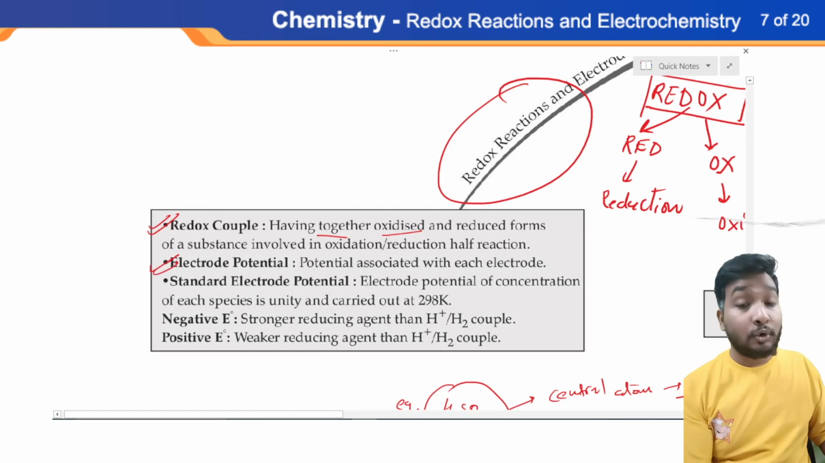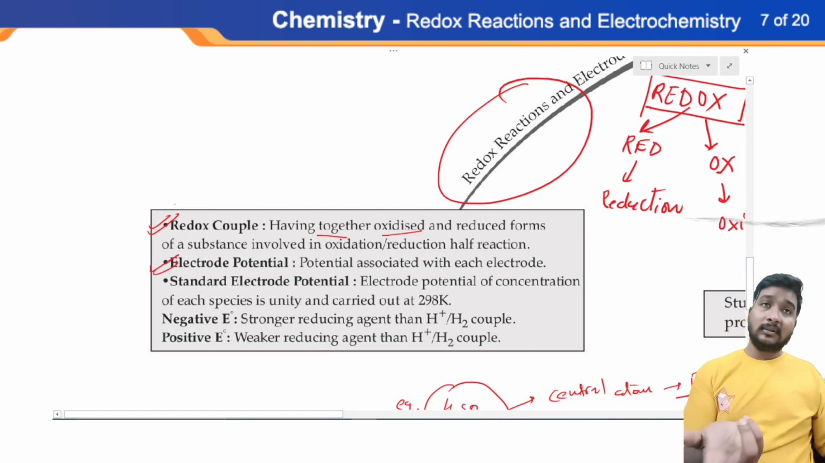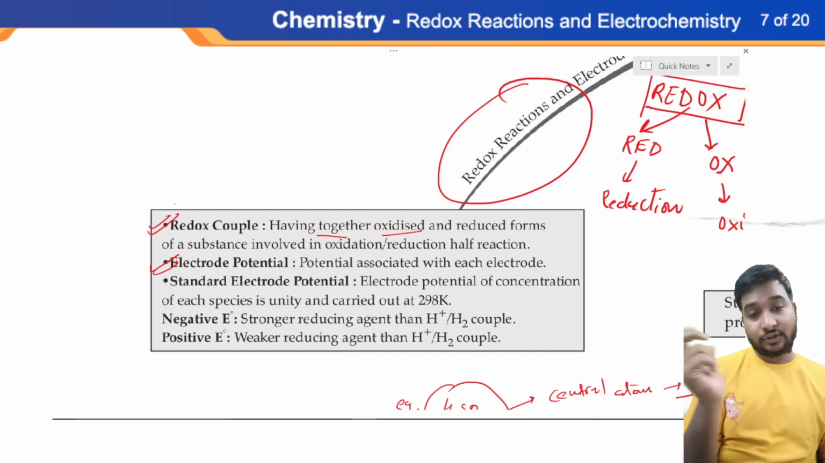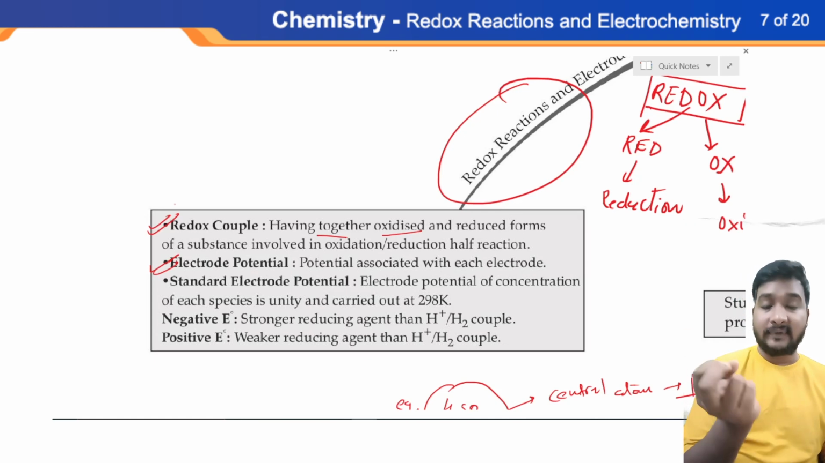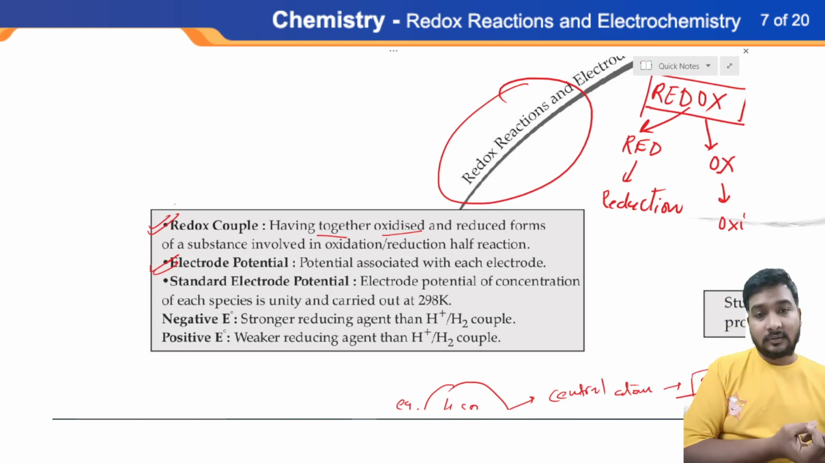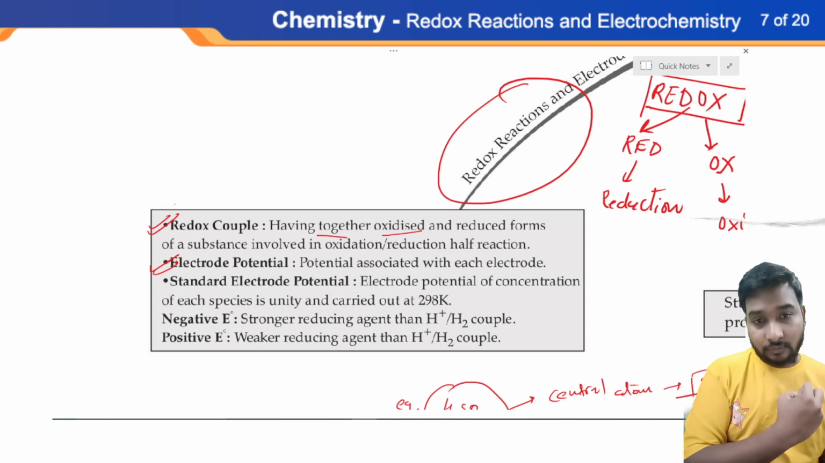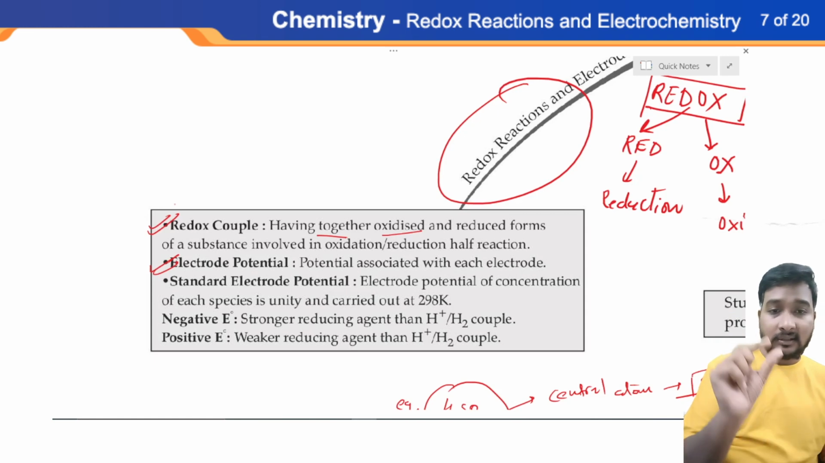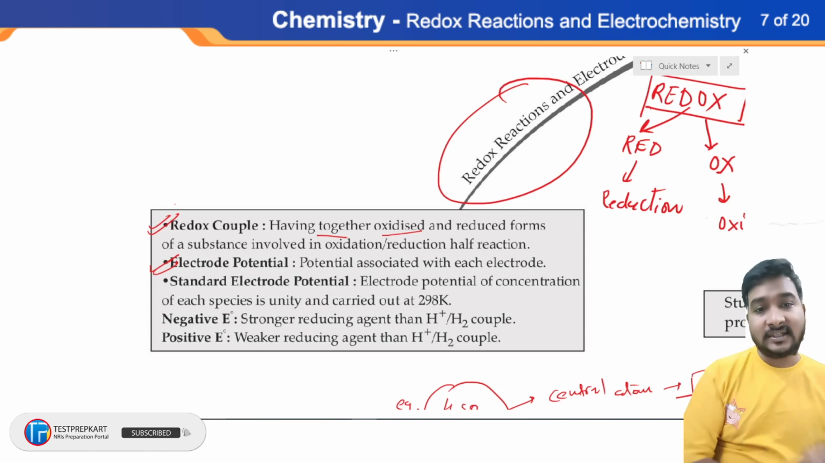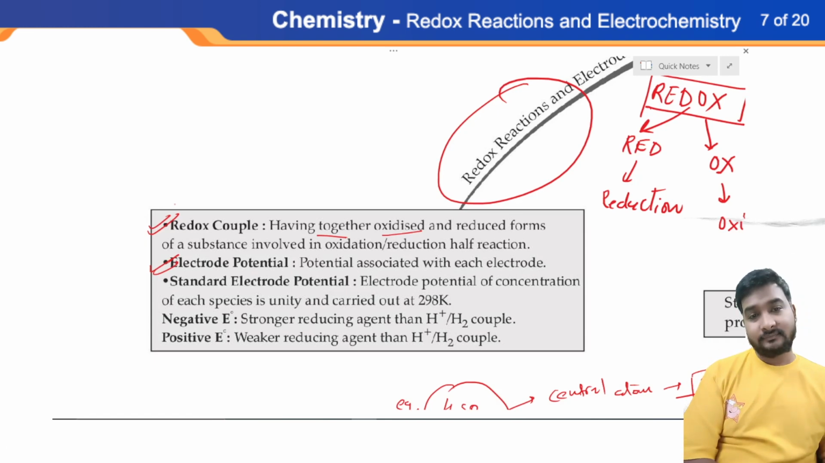now second is electrode potential. If we are performing a redox reaction with the help of two different electrodes, that is the oxidation reaction electrode and the reduction reaction electrode, then we can see that both the electrodes are dipped in their electrolytic solution. One of them is releasing electrons, one of them is gaining electrons. So due to this electron exchange, a small potential develops on these electrodes, and this potential is called electrode potential.